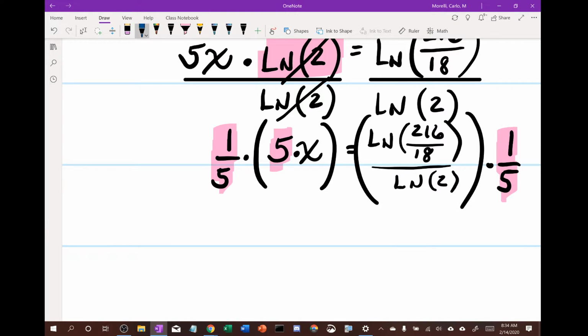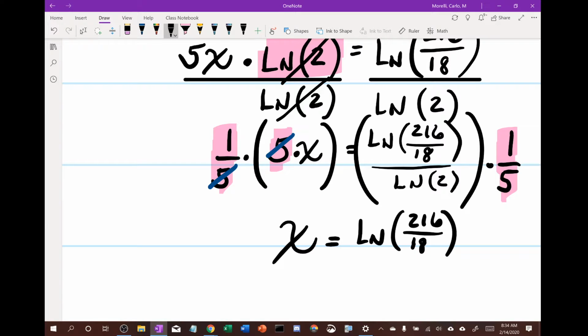Hey, look at this, guys. We get to cancel out these 5s, and voila, we have x by itself equal to the ln of 216 over 18 over 5 times the ln of 2.